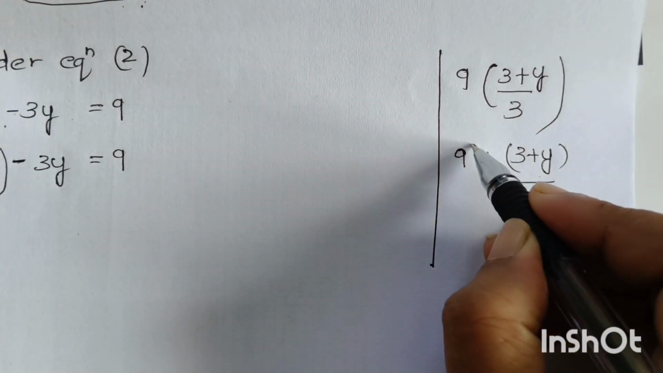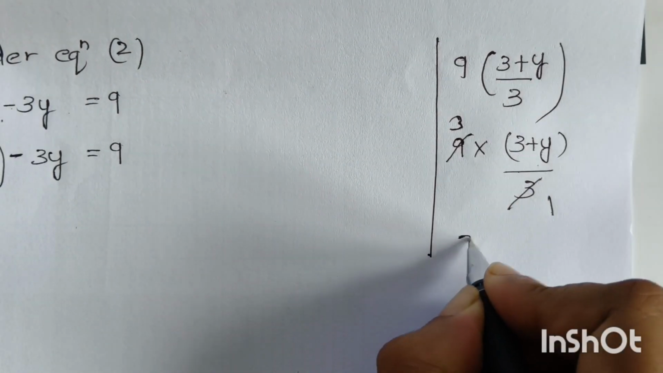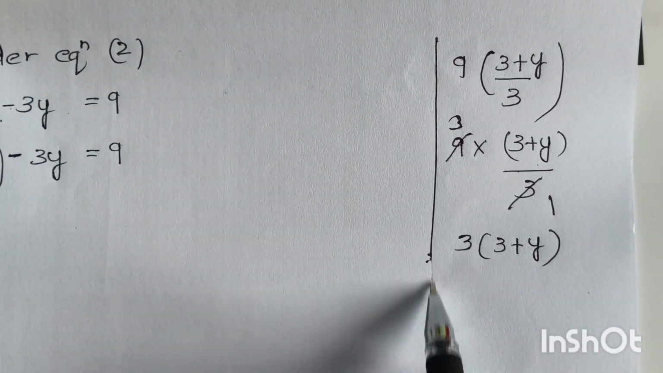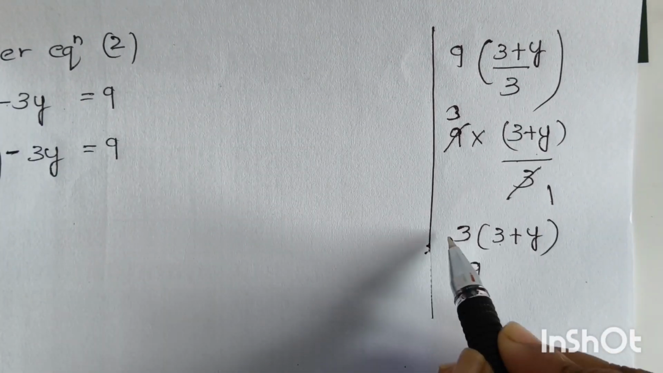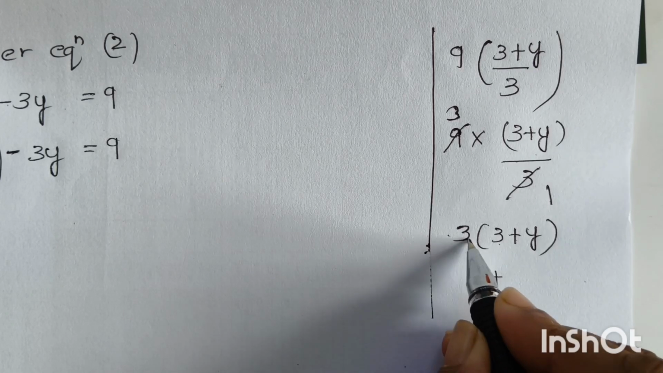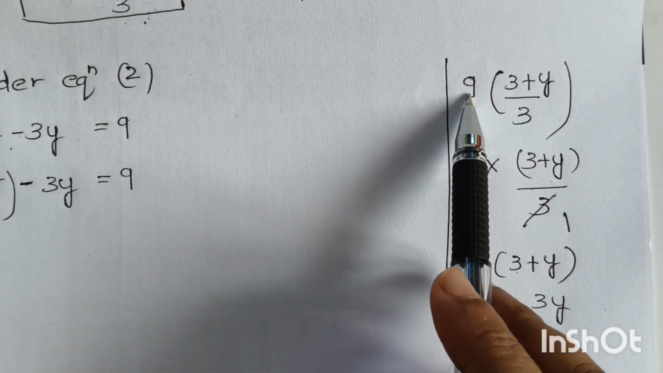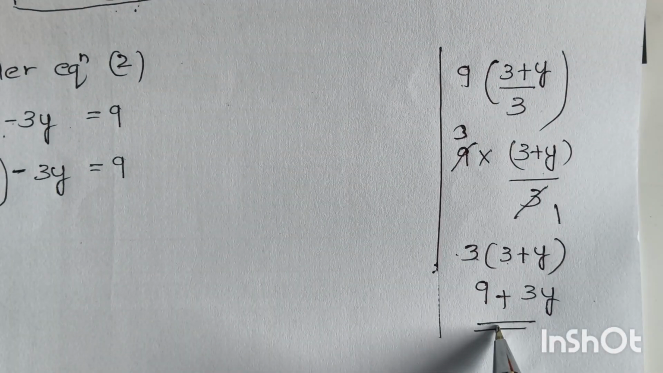3 ones are 3, 3 threes are 9. Then what will it become? 3 into 3 plus y. Now we have to multiply this one. 3 into 3 is 9. For this, plus into plus is plus. 3 into y is 3y. Means this, 9 into 3 plus y by 3. What will it become? 9 plus 3y.